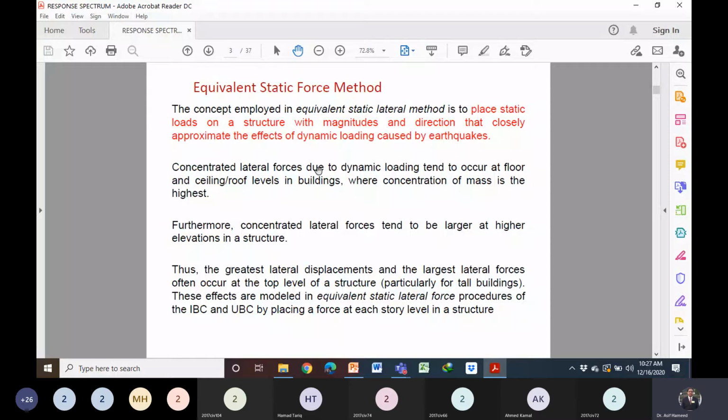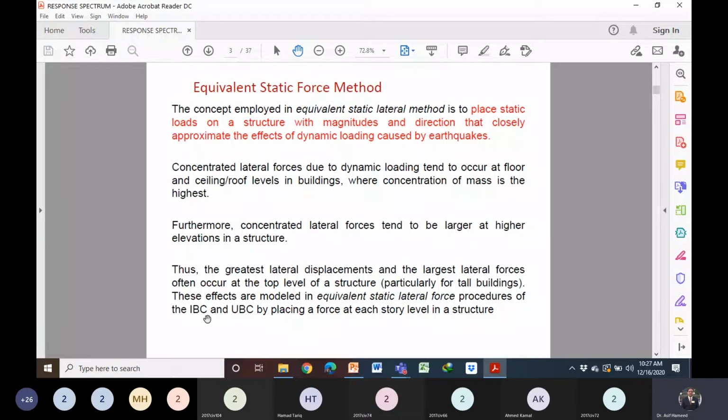So we can calculate the base shear, and then we can apply the concentrated lateral forces to the floor levels. Why floor levels? Because at these levels, the concentration of the mass is maximum. And we have the smaller force at the lower level and larger forces at the higher level. So the magnitude of these forces will increase with the elevation. Also, the lateral displacement at the top level will be more than at the lower levels.